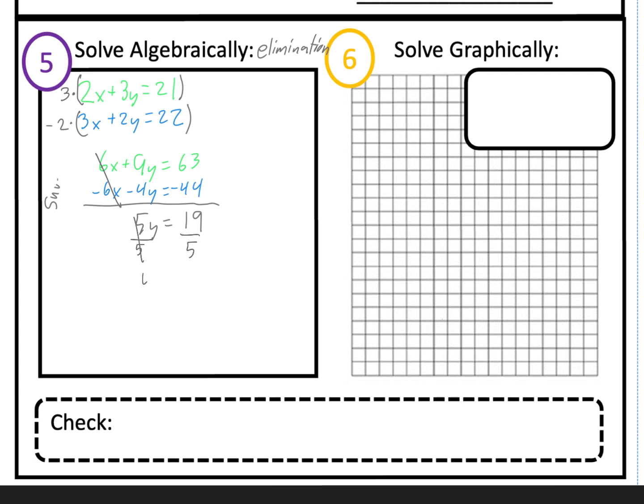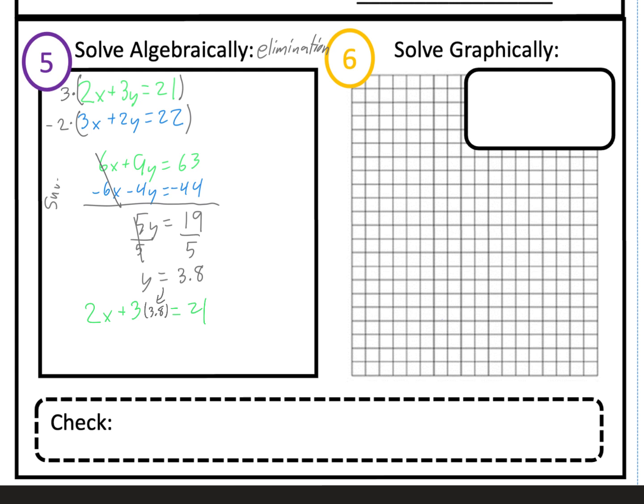I'm going to type this in the calculator, 19 divided by 5, and get 3.8 as our decimal. However, we're not done yet because we need a point that consists of an x and a y coordinate. So let's find our x coordinate next. We're going to select an equation, in this case 2x plus 3y is equal to 21, and we're going to replace our y with the value it is equal to, in this case 3.8.